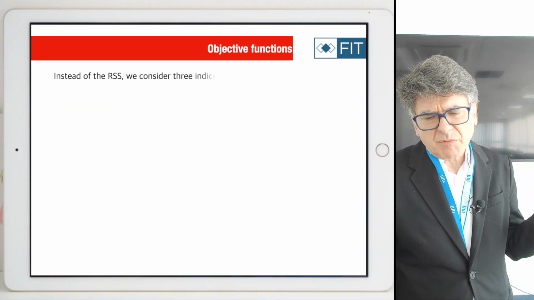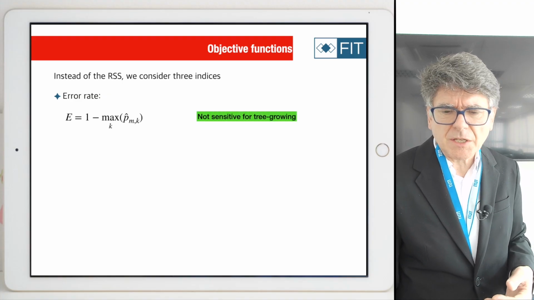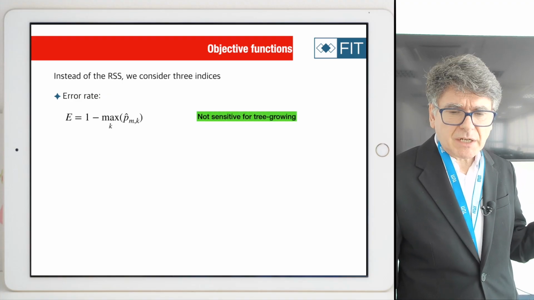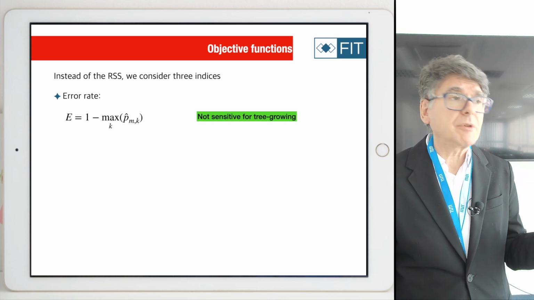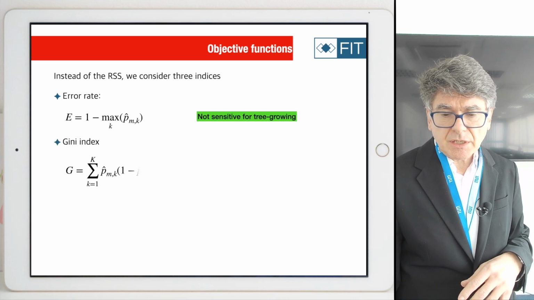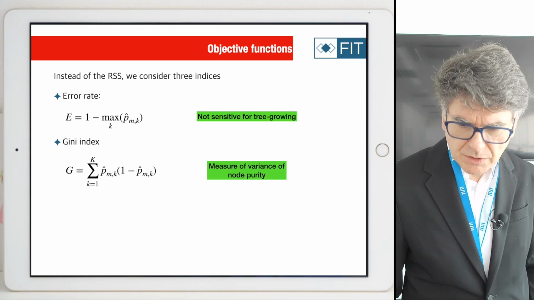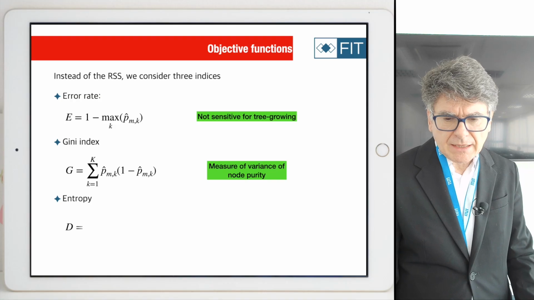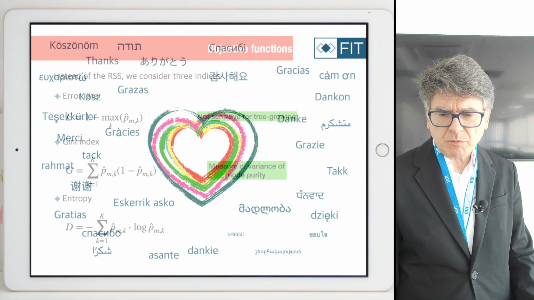And there are 3 objective functions to do that. I don't know if you know that. This is not so interesting. One is the error rate, which is the maximum value of the error, which is not sensitive for tree growing. The other one is the Gini index, which gives you a good measure of variance or node purity, and the last one is the entropy, which is the one that is somehow most efficient.